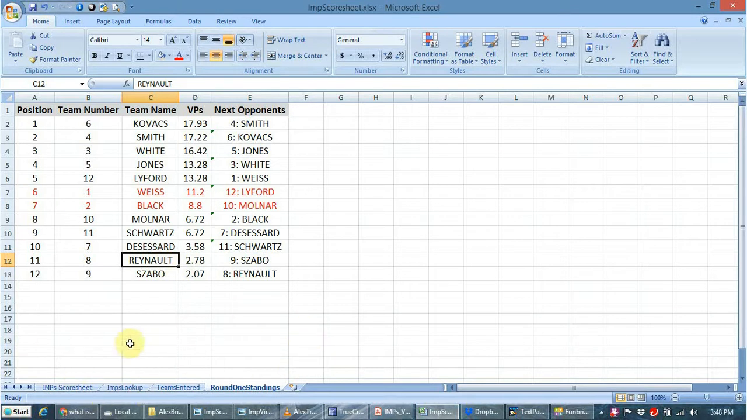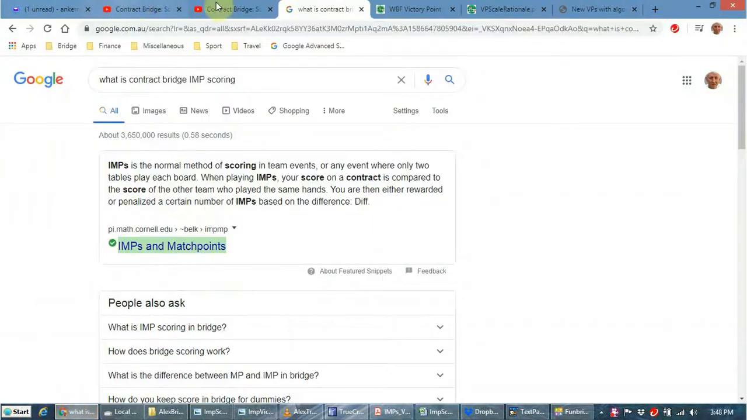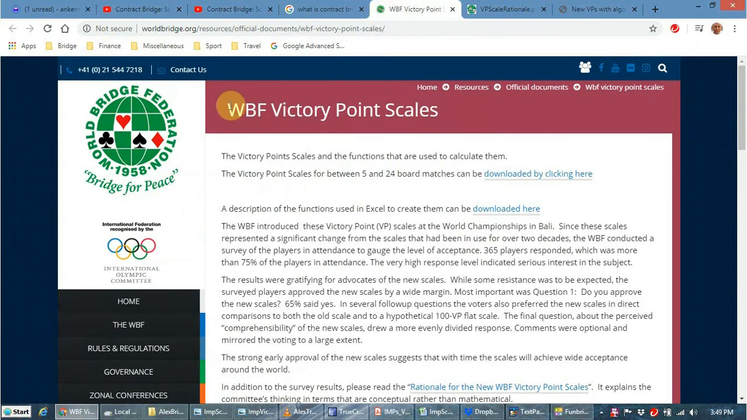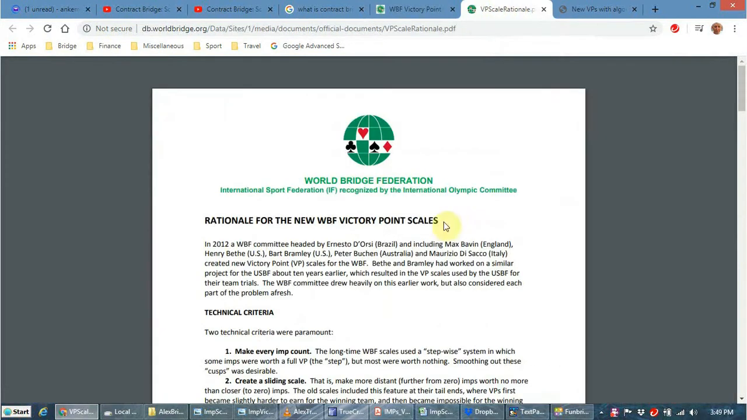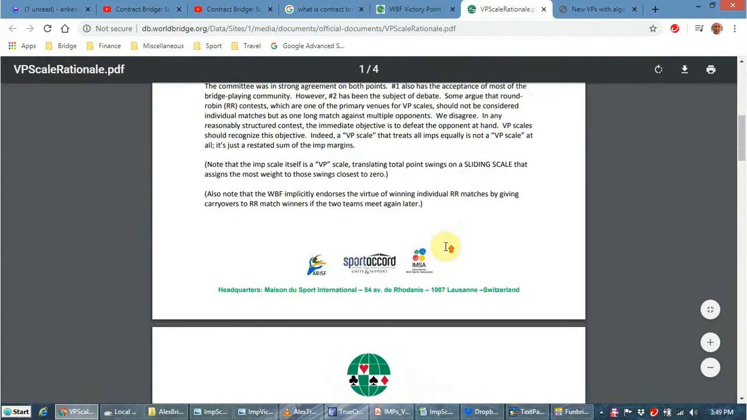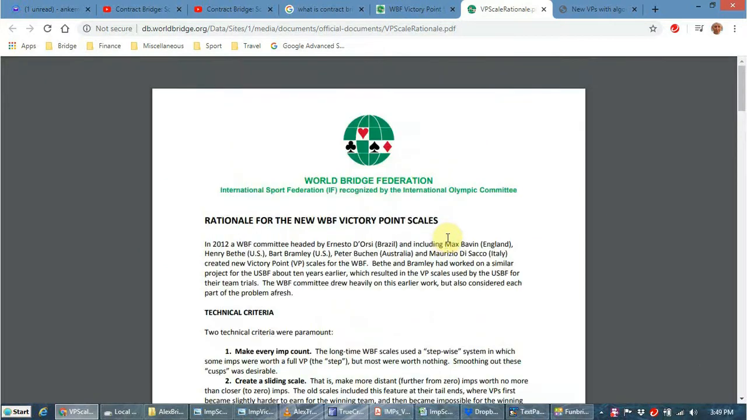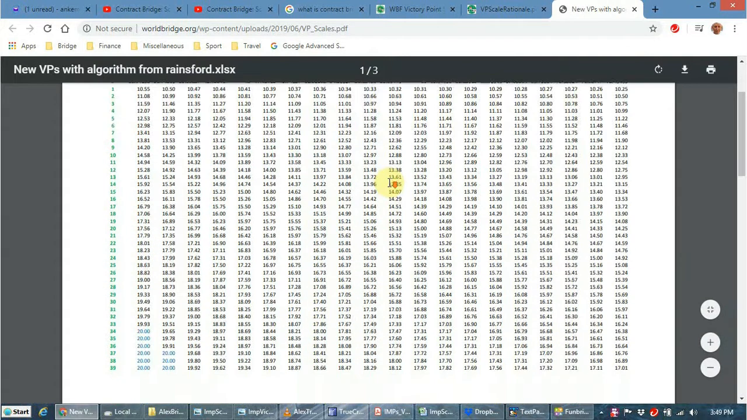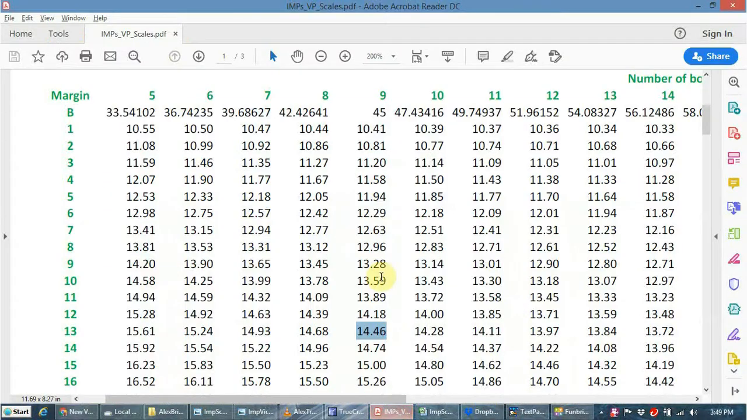There are various sites where you can look up on the internet what it all means. Over here, this site from World Bridge talks about the WBF victory point scales, and here is a rationale for why we have this complicated system of victory points. I've never read this document. And here is the victory point scale that I had downloaded to this PDF here.